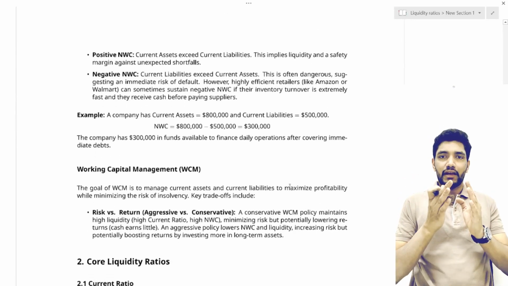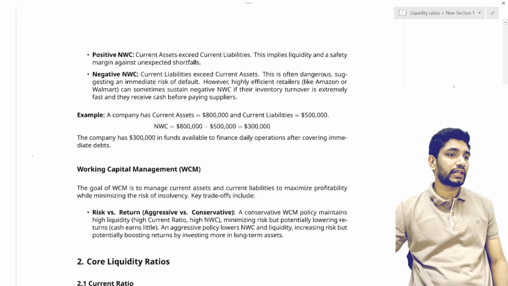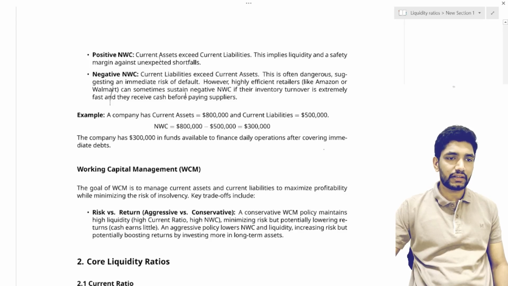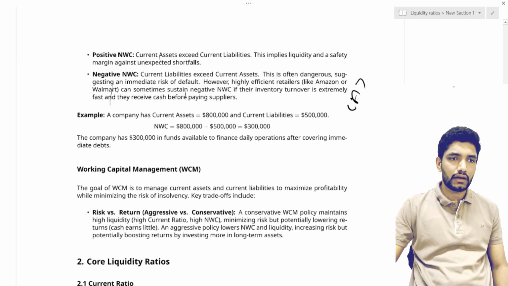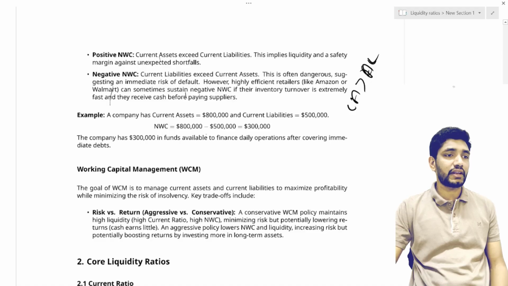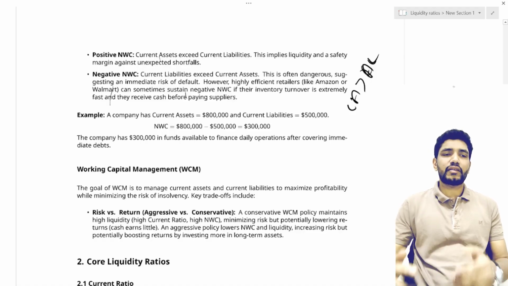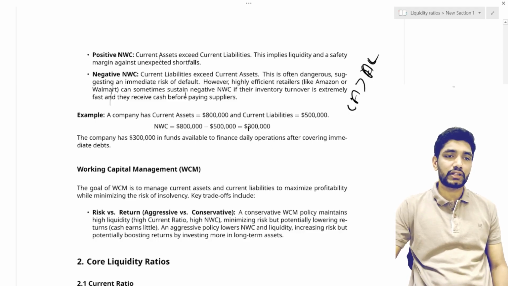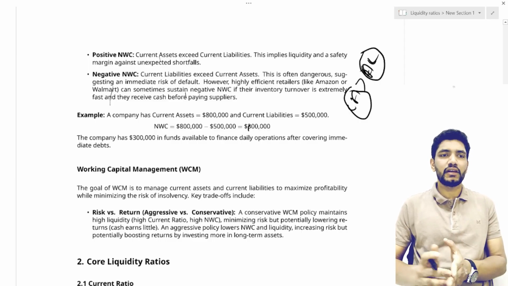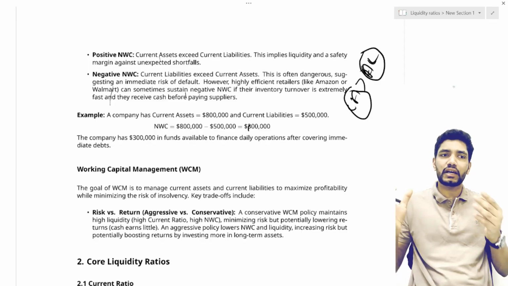So normally, as a default case, the net working capital will be positive. That means the current assets will normally be higher than the current liabilities. So it indicates positive liquidity. It implies liquidity and a safety margin against unexpected shortfall. So in this case, the company has current assets more than current liabilities, which means a positive net working capital, which we can say is a positive sign of liquidity.